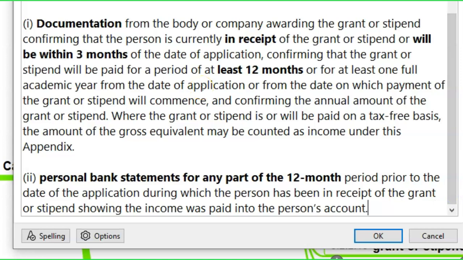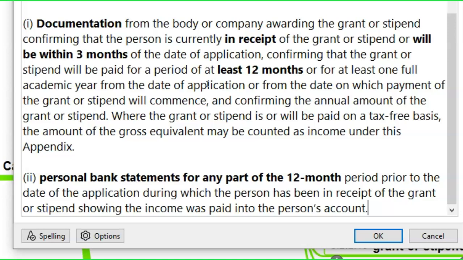And secondly, you'll need to provide only 2 documents. First of all, it has to be a letter or any other official documents from the body or the company awarding the grant or the stipend. And in this letter, the writer will need to confirm that, first of all, you are currently in receipt of this grant or stipend, or you will be in receipt of this grant or stipend within 3 months from the application date. And the next point which they will need to confirm in their letter is that the grant or stipend will be paid for at least 12 months or for a full academic year.